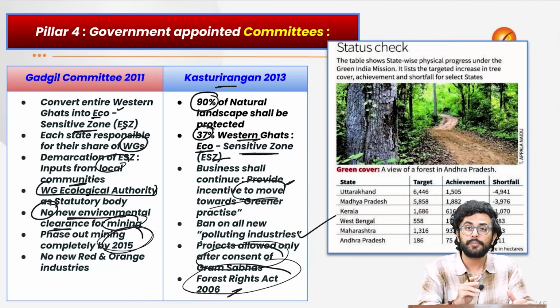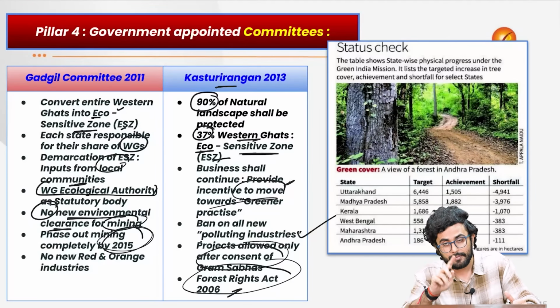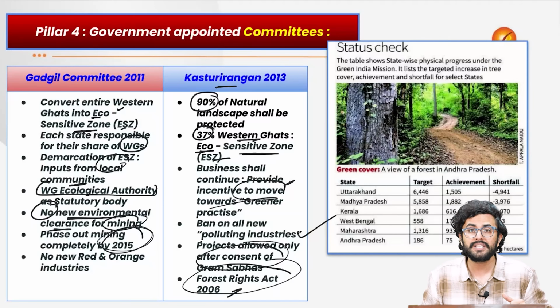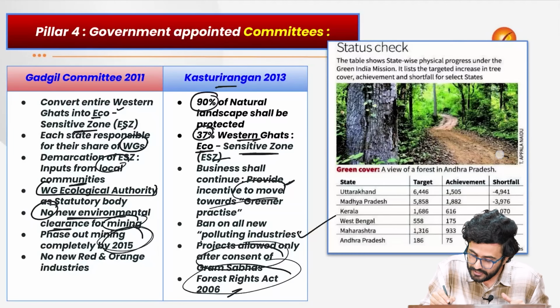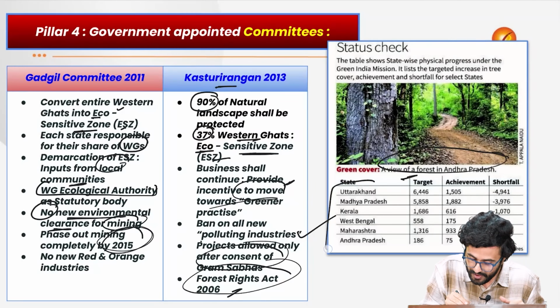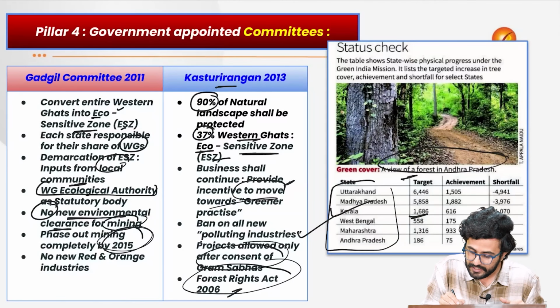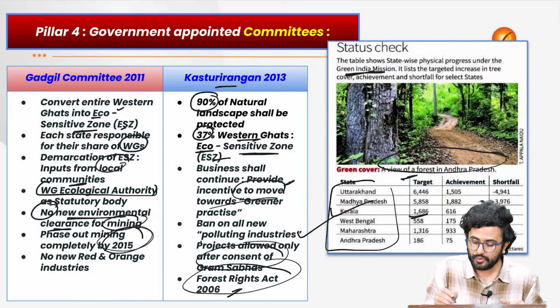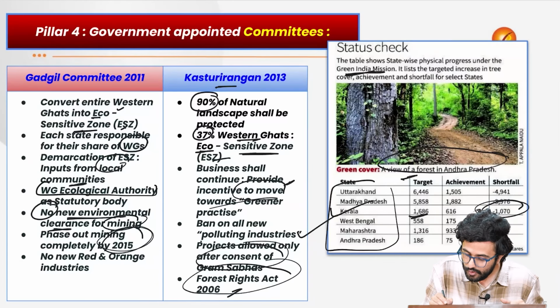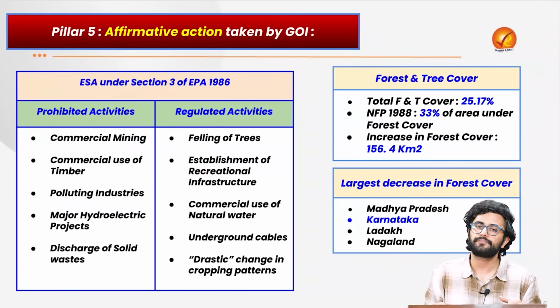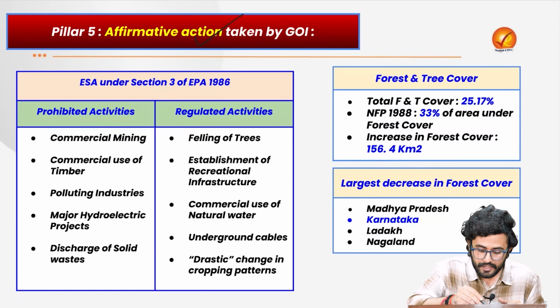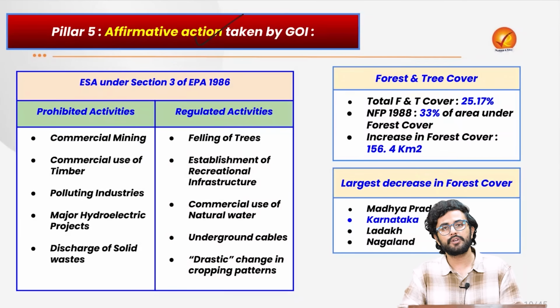Because this was completely advisory to the government at that point of time and has not been strictly implemented, it has led to large scale deforestation taking place in various states, for example Kerala as well. Look at the target which has been set under the Green India Mission to do afforestation, and look at the shortfalls which we have had. Thus, there are certain affirmative actions which have been taken by the government of India.